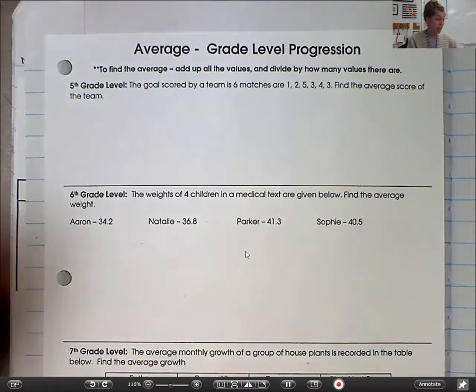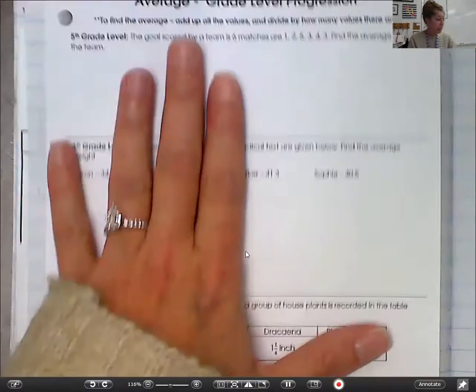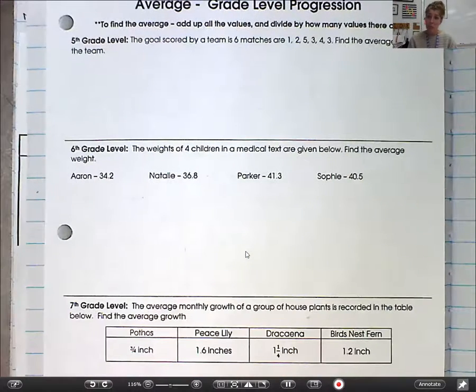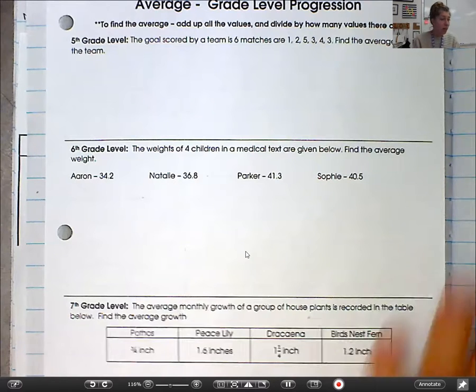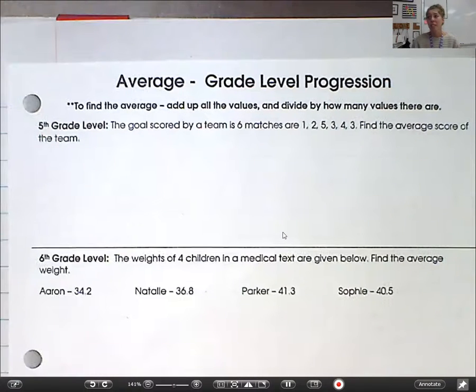And so what I've done is I've created a 3-level progression. So we have the 5th grade level, 6th grade level, and then 7th grade level. When we meet together, we'll do another one that I would also consider an advanced 7th grade level problem. So just to get you comfortable, this is my goal anyway. Let's start with what I would say is the 5th grade level problem.